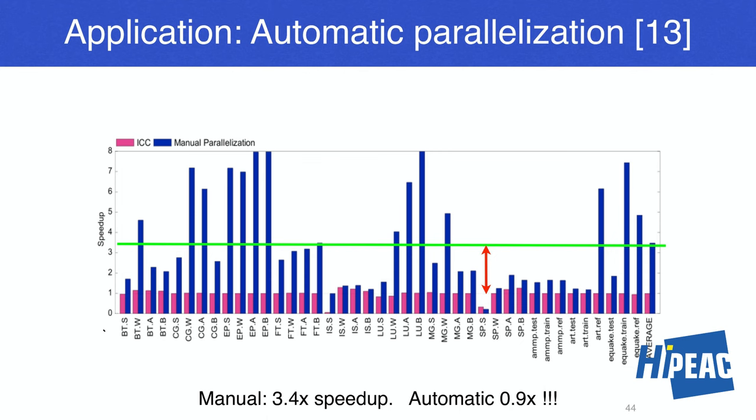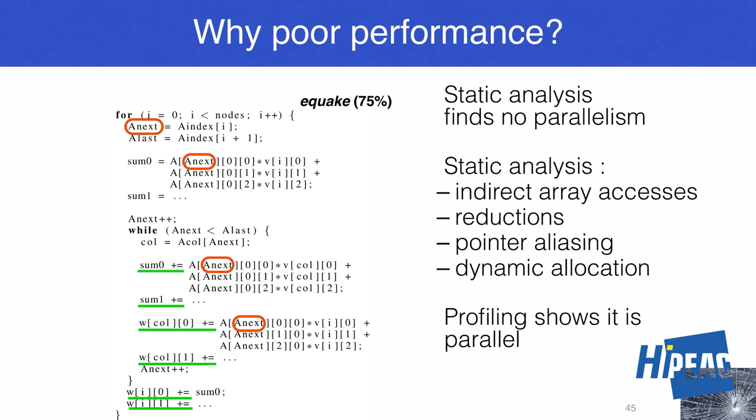So what's the reason for that? Well, the reason for the poor performance is that static analysis can't find the fact that this is a parallel loop because of the range direction. Profiling shows it's parallel, but analysis doesn't. So conservative compiler people are stopping us from getting the performance we need. Can we combine profiling to tell us it's probably parallel with machine learning to exploit it?